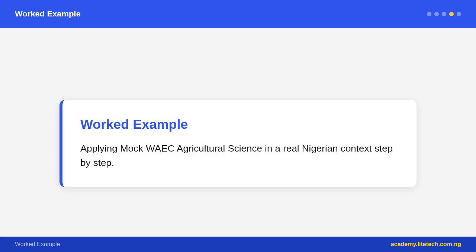Mock WAEC questions: environment, biotechnology, and agribusiness. Question 9. A. Define biotechnology as used in agriculture: the use of biological systems, living organisms, or their derivatives to produce or modify products for specific use in agriculture.